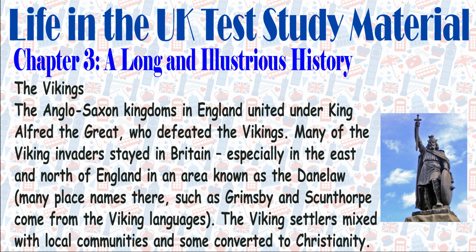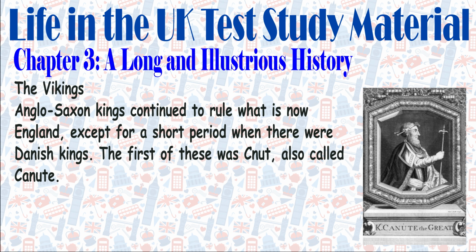Many of the Viking invaders stayed in Britain, especially in the east and north of England in an area known as the Danelaw. Many place names there, such as Grimsby and Scunthorpe, come from the Viking languages. The Viking settlers mixed with local communities and some converted to Christianity. Anglo-Saxon kings continued to rule what is now England, except for a short period when there were Danish kings. The first of these was Cnut, also called Canute.